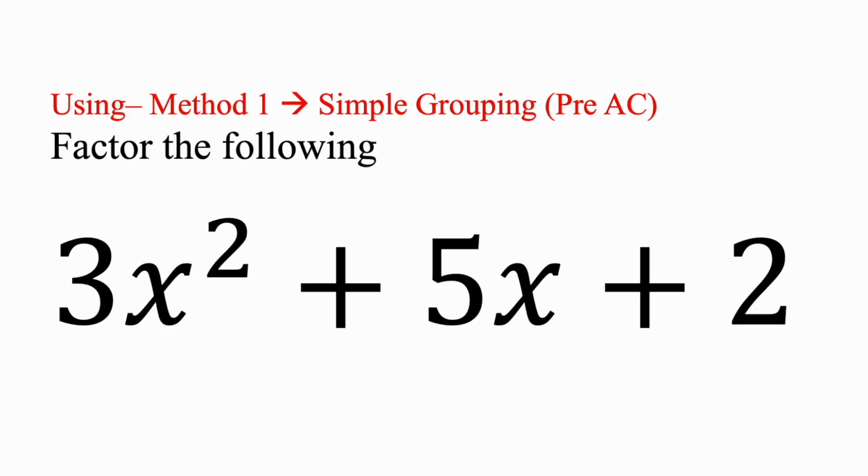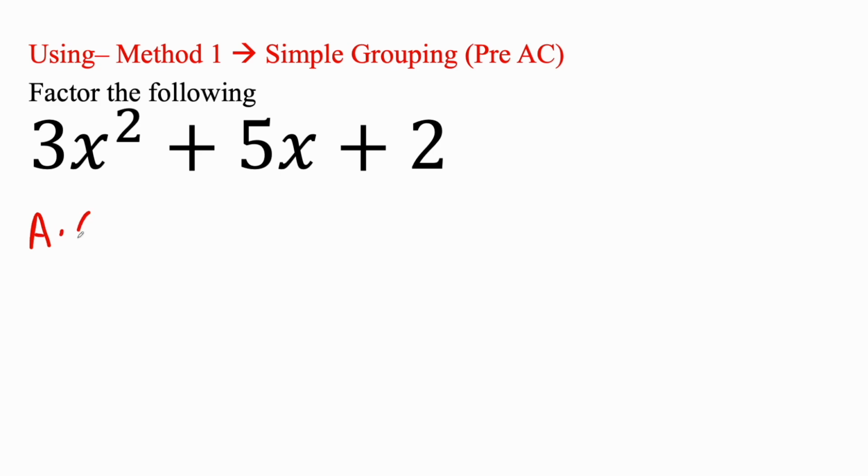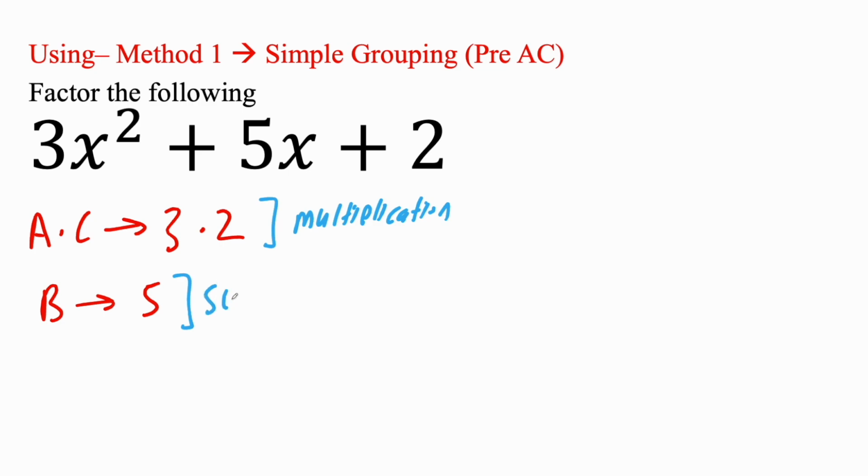And so let's begin. So we have to have A times C, and how do we get A? A is the coefficient in front of x squared, so that's going to be 3, and C is the constant, so 2. Our B term is the coefficient for x, so 5. Now AC we think multiplication, and B we think addition or sum. And 3 times 2 is 6. So now we think, what two numbers multiply to give us 6 but add to give us 5?